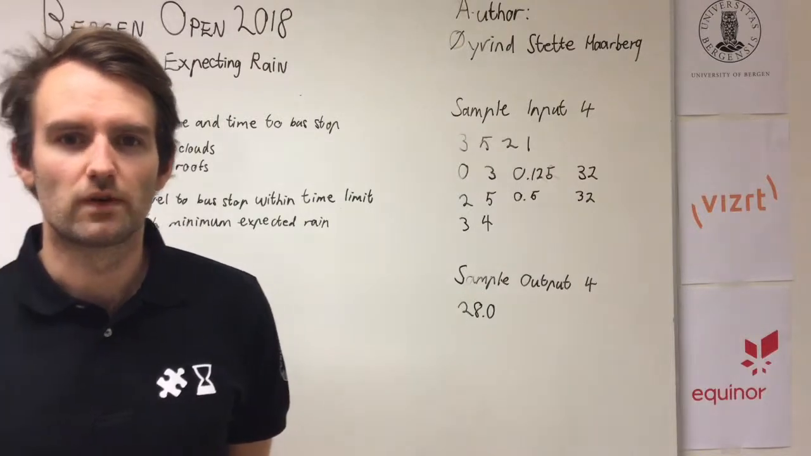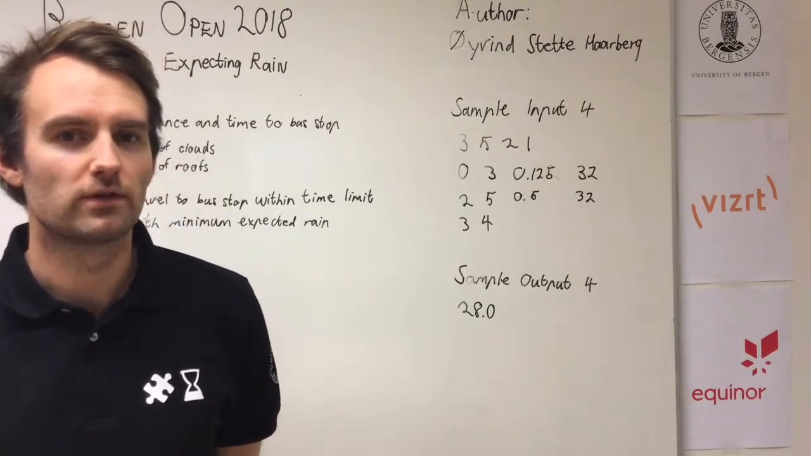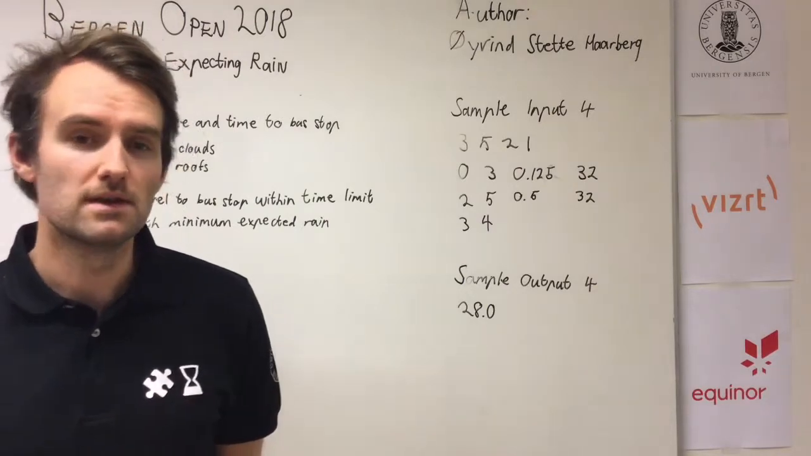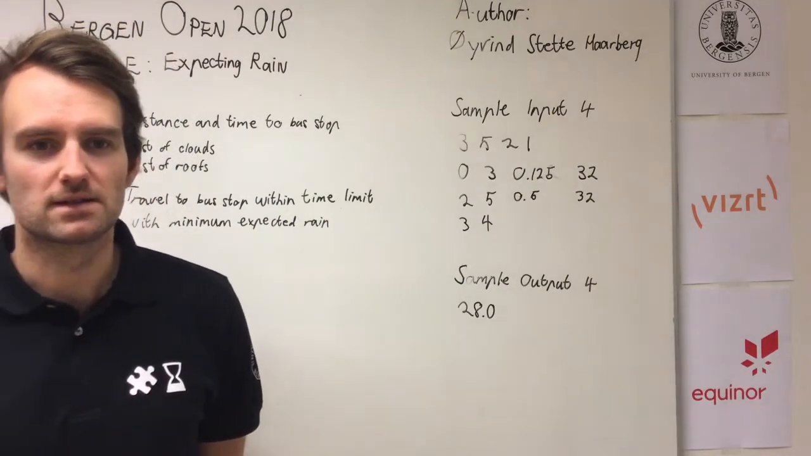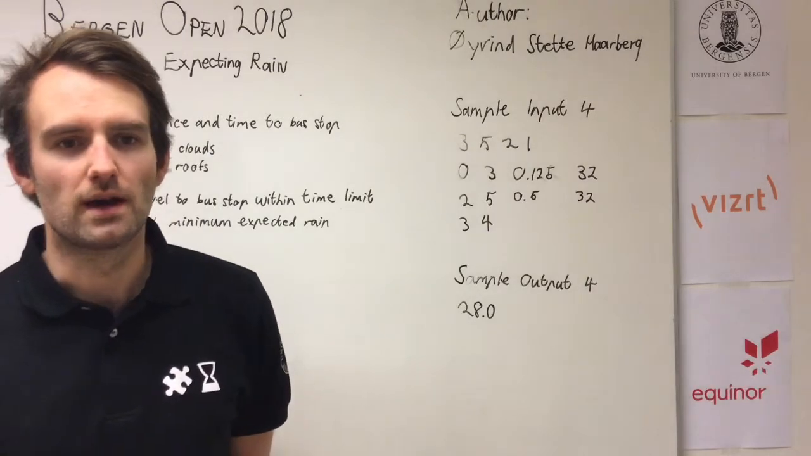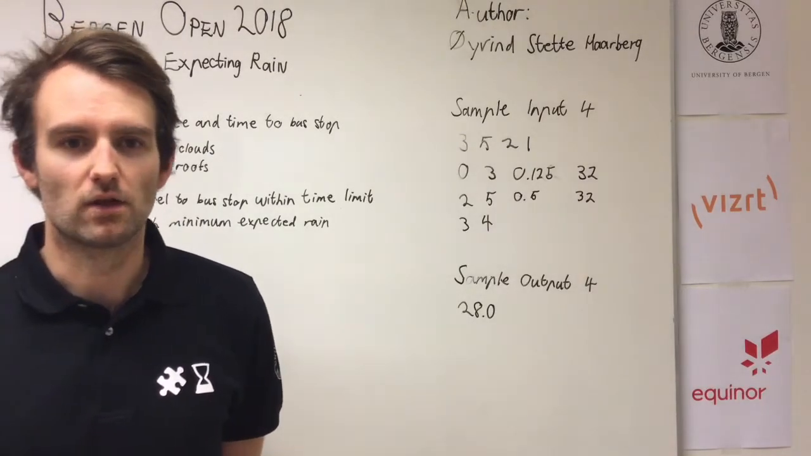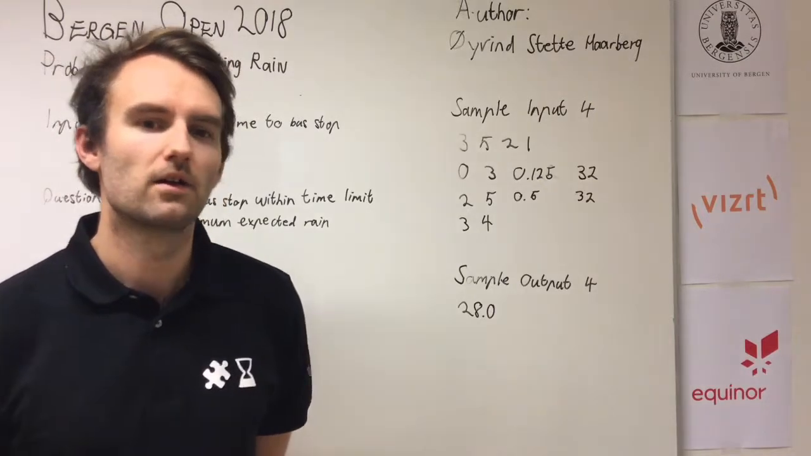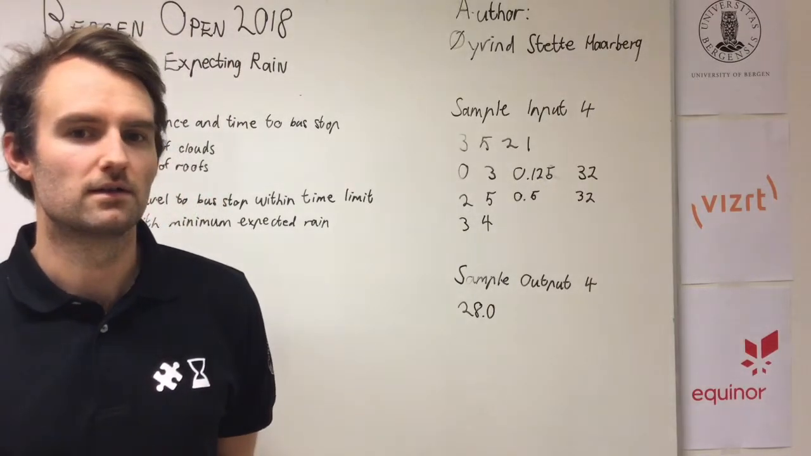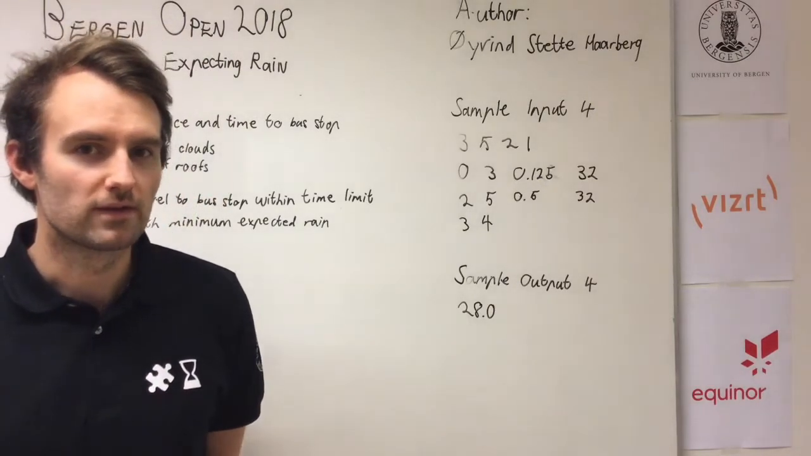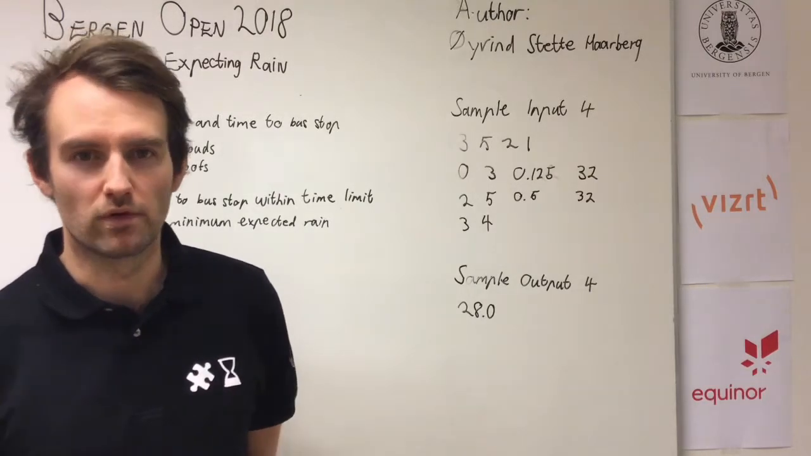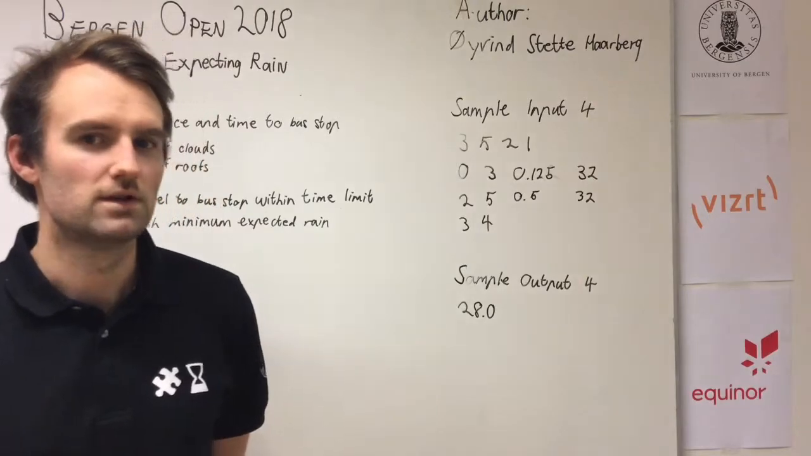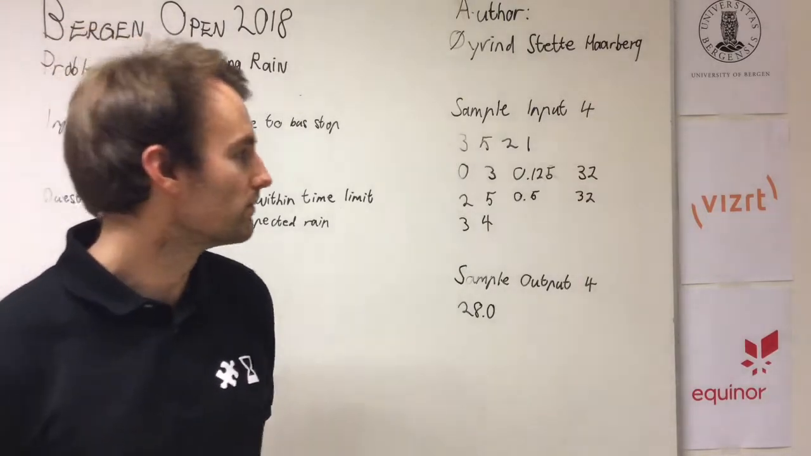Hello, we're now going to solve a problem from BGOpen 2018. It's problem E, expecting rain. In this problem you are given a distance and a time limit to a bus stop, a set of clouds and a set of roofs. Each cloud has a start and end time, a probability for rain, and also a certain amount of downpour for each time unit. Each roof has a start and end point.